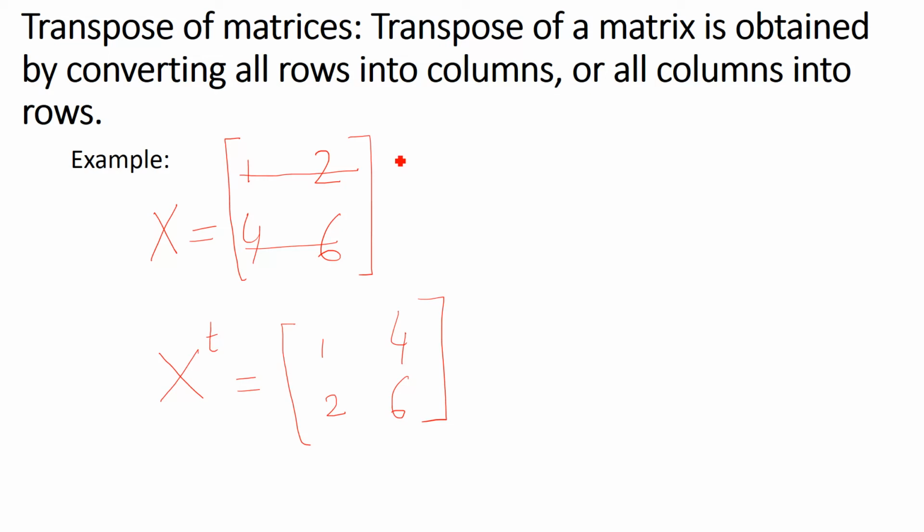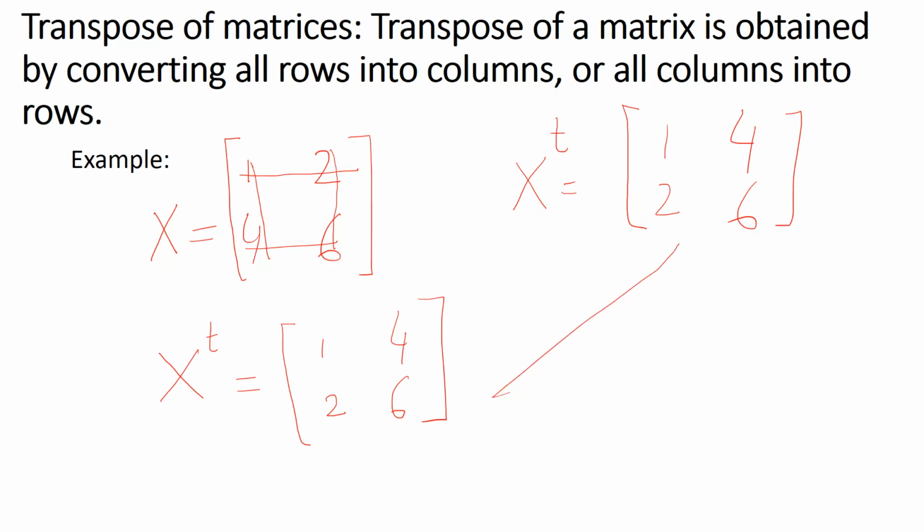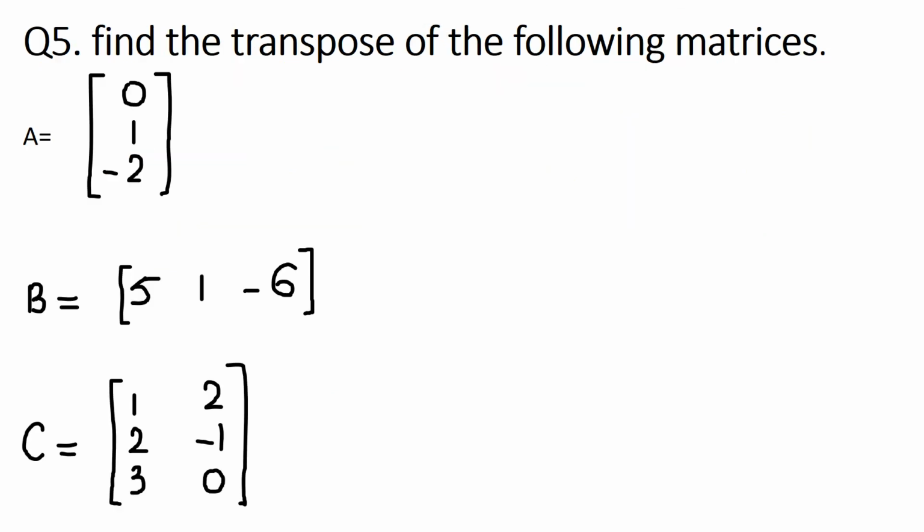Here I will show you. Here I have made these rows into columns, but for the same question, I am going to make columns into rows. See, same thing. This is one column, so make it a row. 1, 4. This is the second column, so make it a row. 2, 6. So see, both are the same. So transpose means you can convert rows into columns or columns into rows.